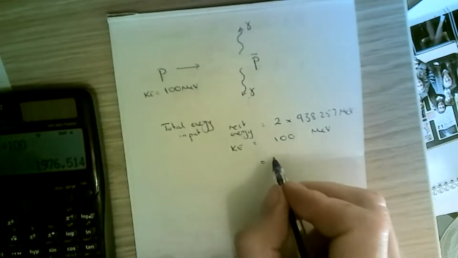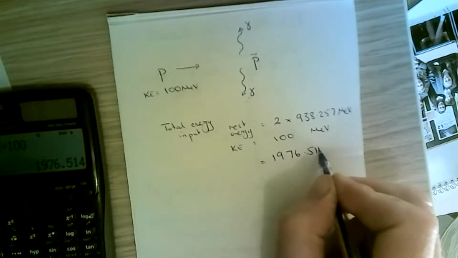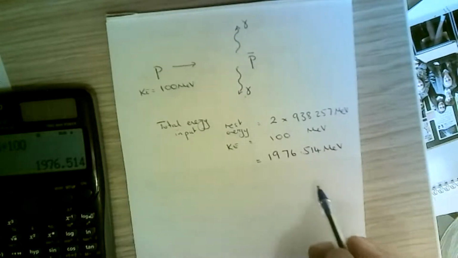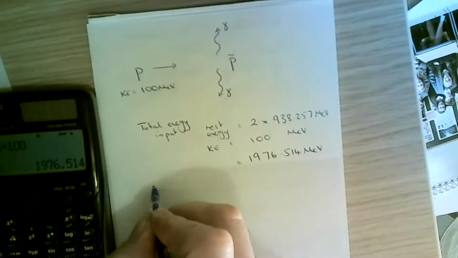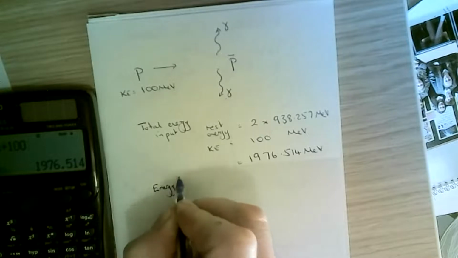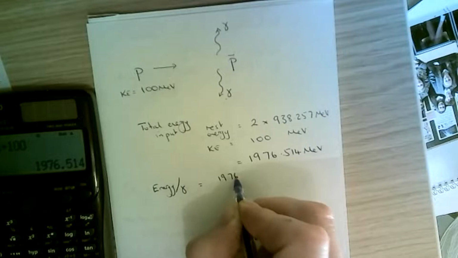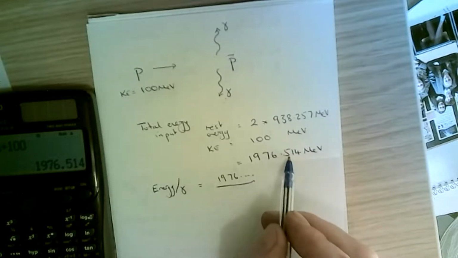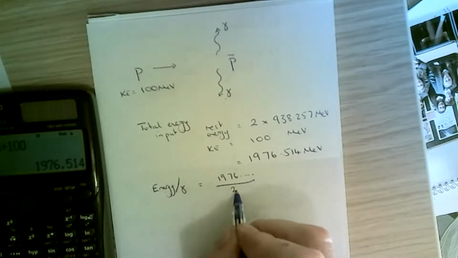So that's 1976.514 MeV. That's our total amount of energy, and that's going to be divided amongst 2 photons. So we might show the examiner the energy per photon is equal to 1976. Now I could do that, that would be fine to show the examiner I understand I'm bringing it all, but I can't be bothered to write it down.